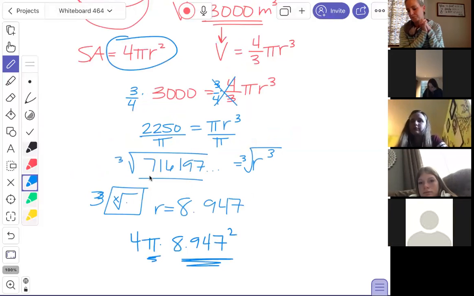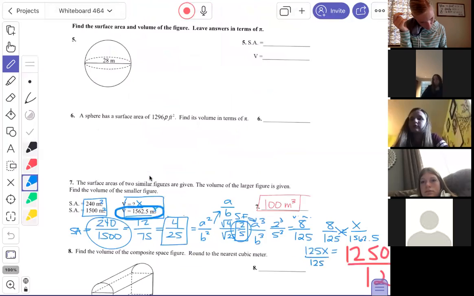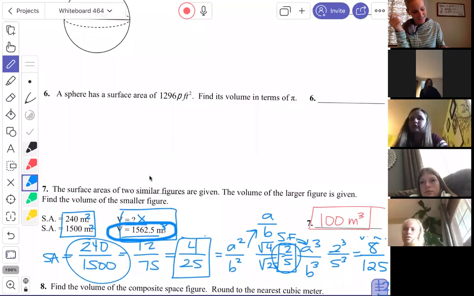And then one more question. On the chapter 11 review, it was number 6: the sphere has a surface area of 1,296 pi feet squared. Find its volume.